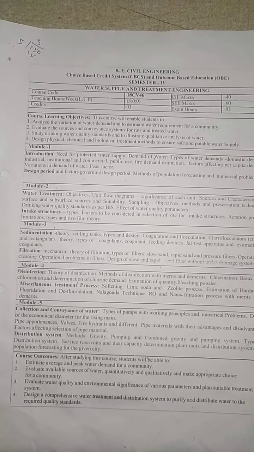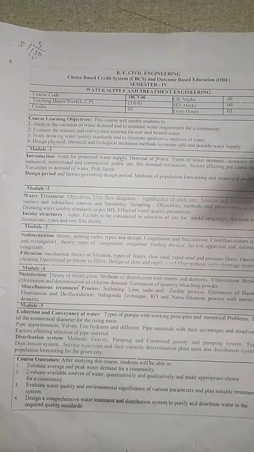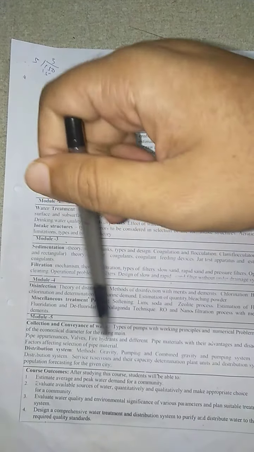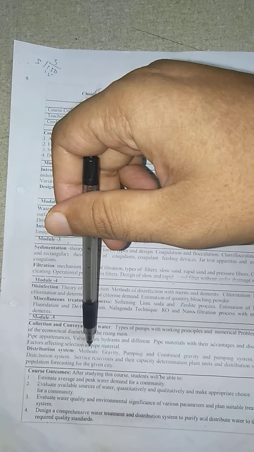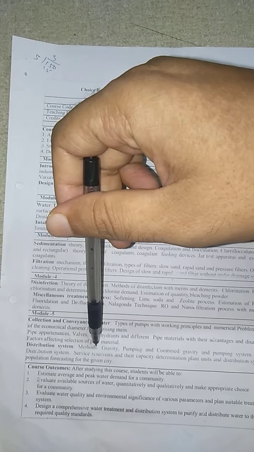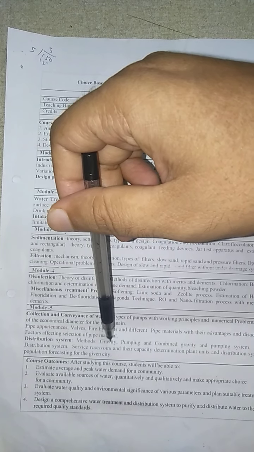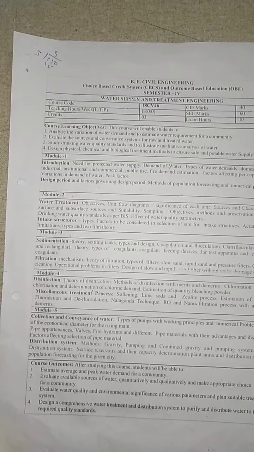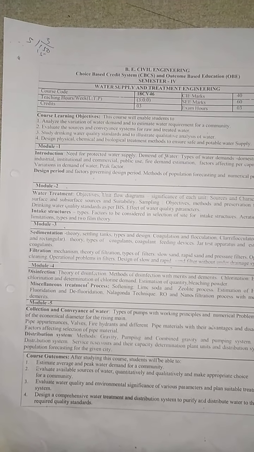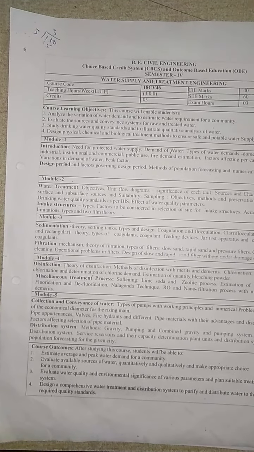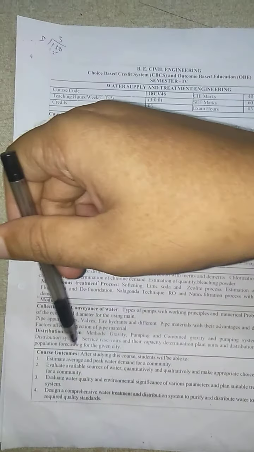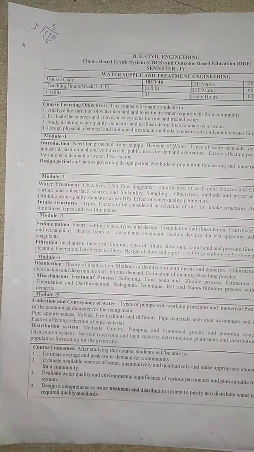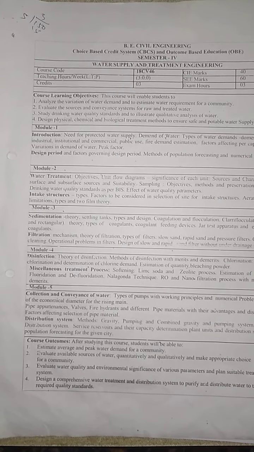We were continuing with module 5. In the last class we discussed the various types of distribution system. In this we studied the methods: the gravity method, the pumping method, and the combined gravity and pumping system. Then we studied the various types of reservoir, your service reservoirs.